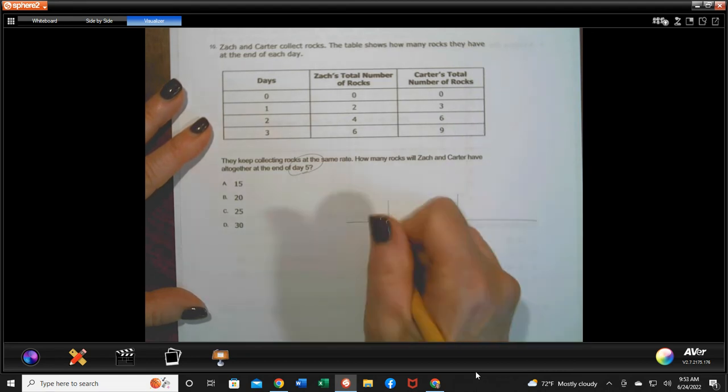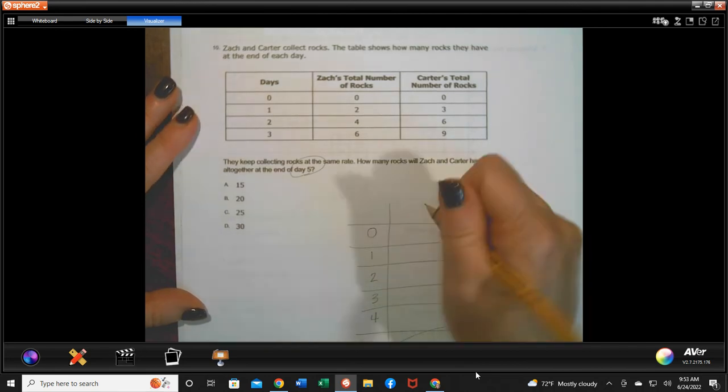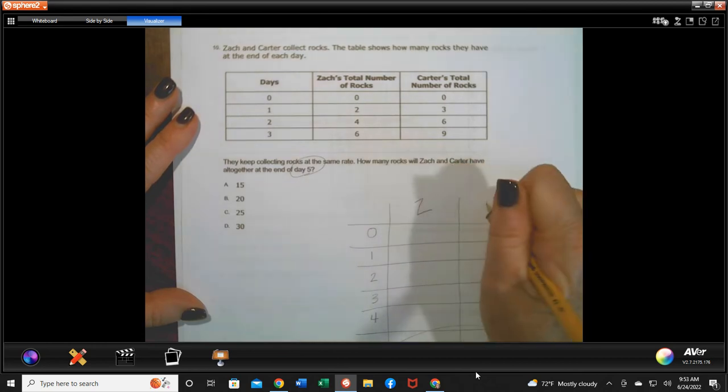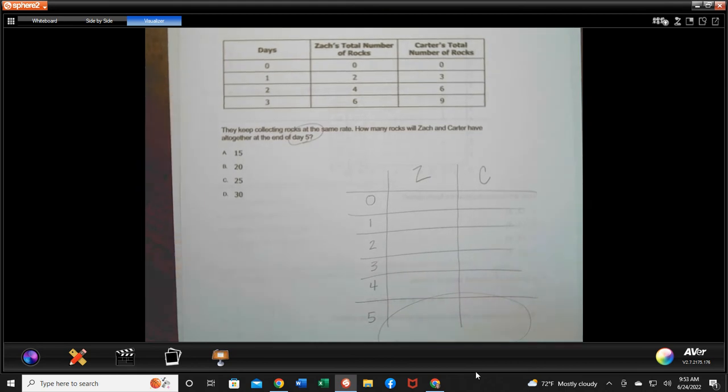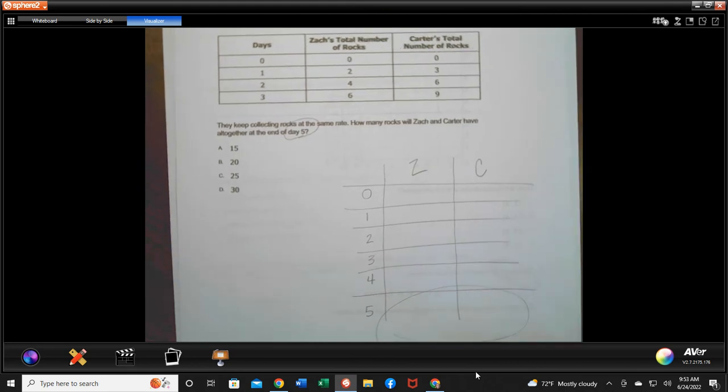So probably what I'm going to do is this is a pattern. I know that the rate is happening the same. So we have 0 days, 1 day, 2 days, 3 days, and we're asked on day 5. So 4th day, 5th day. So my information is going to be here. This is Zach. This is Carter. Okay, so when you sketch this in your math journal, just real quick. Now, let's put the information in.